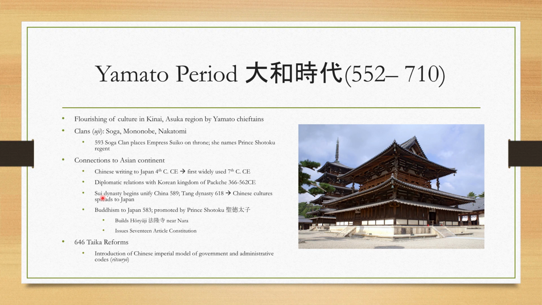In China at the time, the Sui dynasty began to unify China, and this was succeeded by the Tang dynasty. And this unification of China and a flourishing of culture there allowed for more of this culture to then find its way over to Japan. Among that, one of the most important developments from this time was the introduction of Buddhism to Japan in 583, again coming through China into Korea, and then being carried over through Japan's diplomatic relations with Korea.